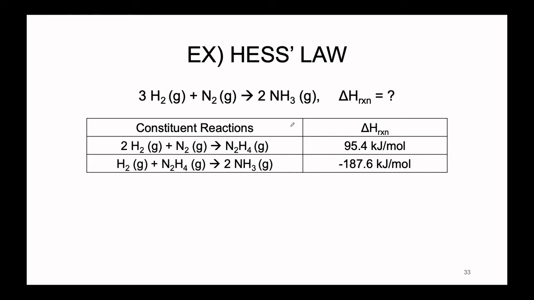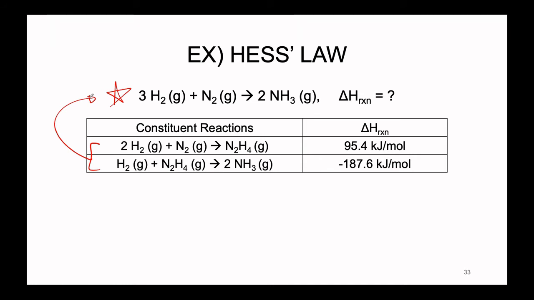All right, so let's find an enthalpy for this reaction. This is the equation that we're interested in. There are 3 hydrogens coming together with a nitrogen to make 2 ammonias. We do not know what the enthalpy of this reaction is. However, we are given 2 constituent reactions. And again, this language of constituent reaction implies that these are 2 lesser reactions, and we can in some way add these 2 things together to get the reaction that we're curious about. So let's see how we can do this.